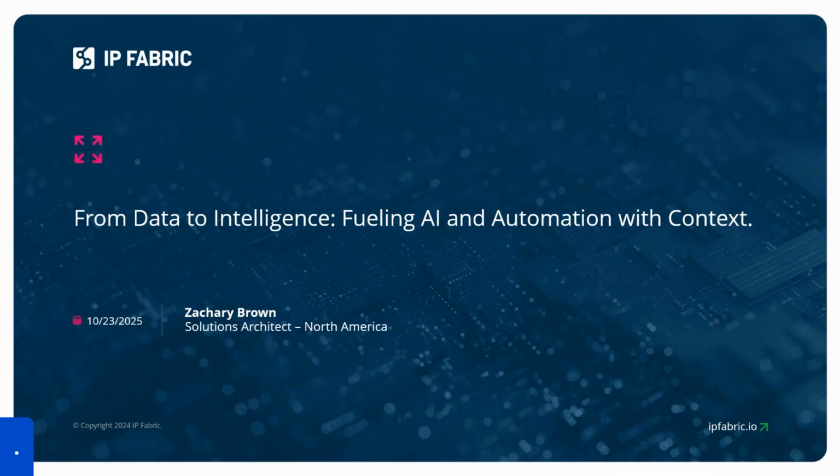So by the end of our quick talk here, I hope that you're able to see how network snapshots are redefining how organizations approach automation and their AI strategy. Also, we'll briefly touch on what data AI needs to be successful, how we get that data, and then what can be done once we have that data.